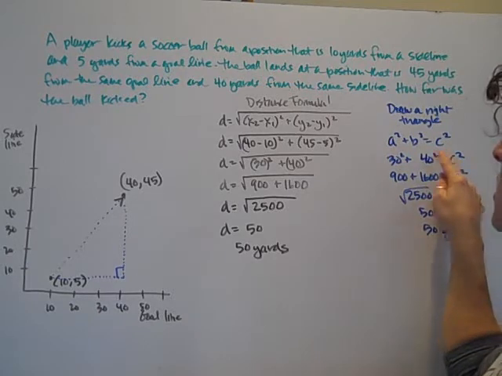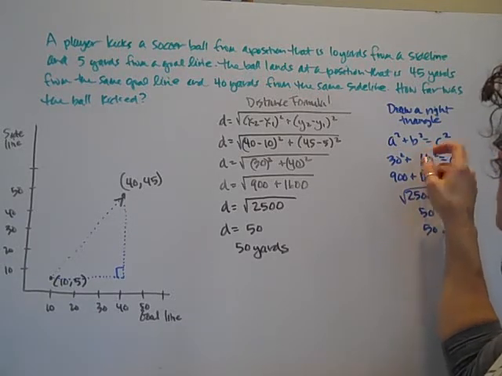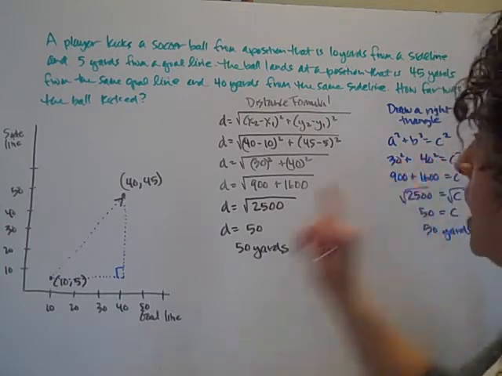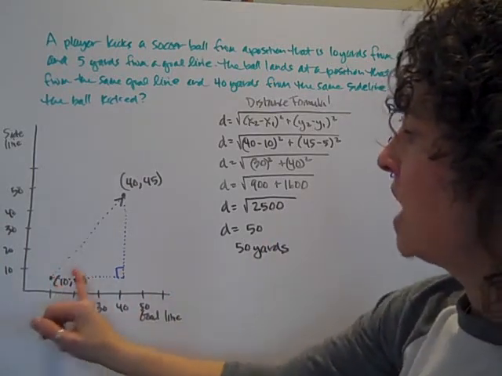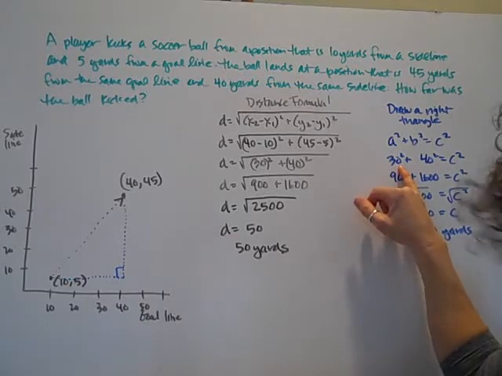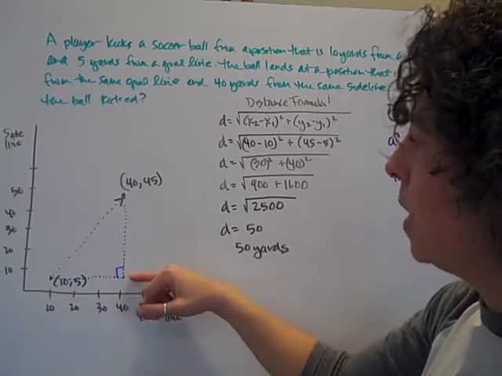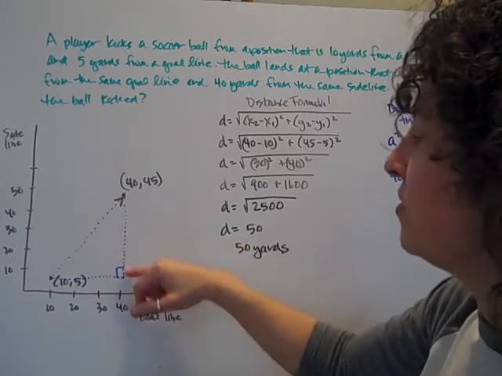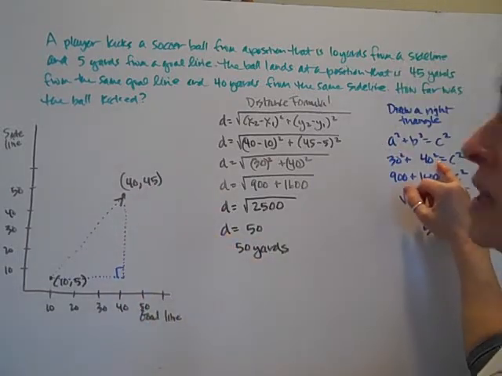Here's my Pythagorean theorem. A squared plus b squared equals c squared. So my distance here from 10 to 40, that's a distance of 30. So that's one of my legs. My other leg is a distance from, what are we going from, 5 to 45. So that's 40. So my other leg is 40.